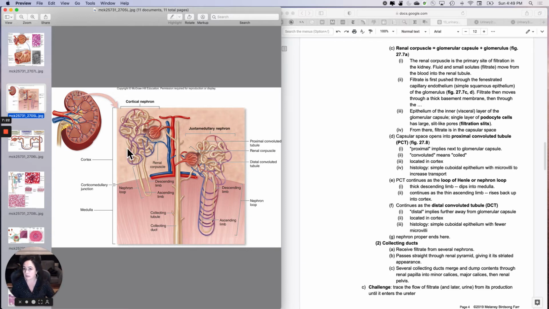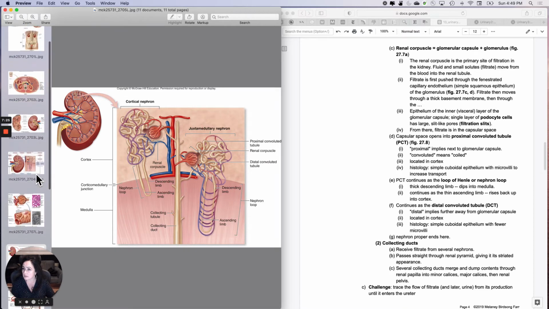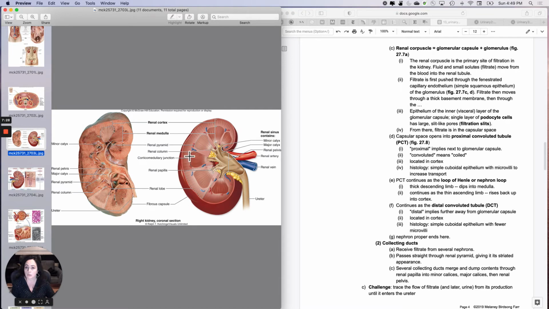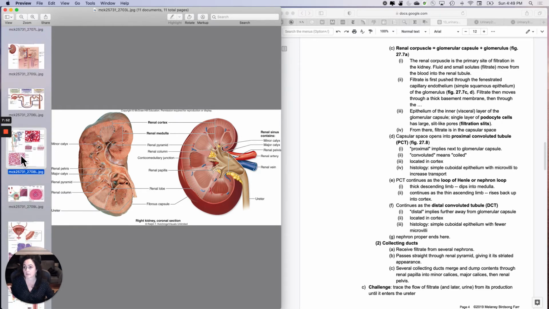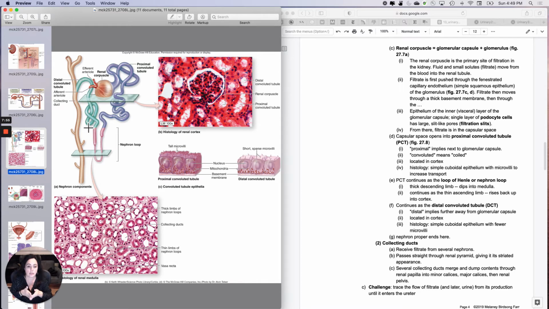And the reason that these pyramids look striped is because the collecting ducts are all running in this direction. You basically start this process at the base of the pyramid, and then the collecting ducts all run toward the papilla, because by the time you get the urine into the collecting duct, you're pretty much done with it. So the collecting ducts are all going to dump into the renal papilla. Then it's going to be gathered in the minor calyx, the major calyx, and then the renal pelvis.